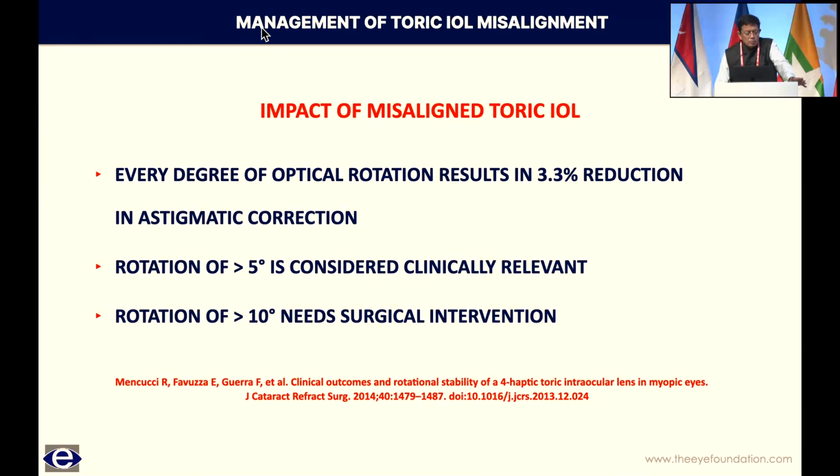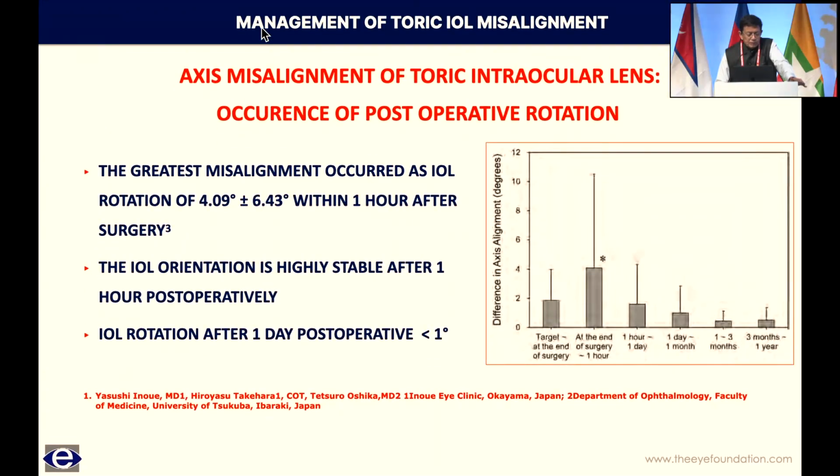And the greater the amount of toricity in the lens, say 4 diopters or 4.5 diopters, the greater the propensity for misalignment to cause a residual astigmatism and need for realigning them. One thing we need to understand is that the greatest misalignment occurs during the first hour after surgery. If you get the lens rightly positioned in the immediate post-operative period, very often after the first day, the post-operative rotation is less than 1%.